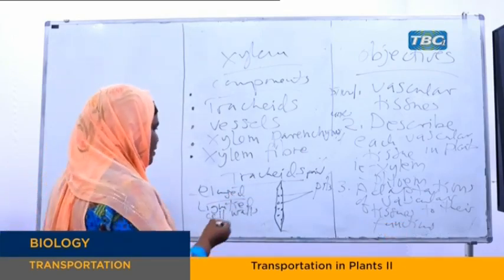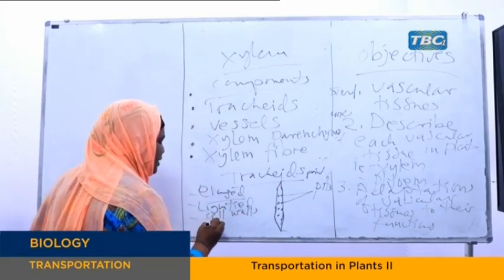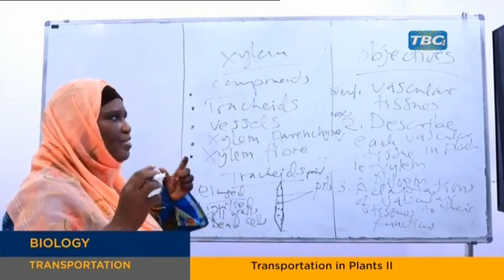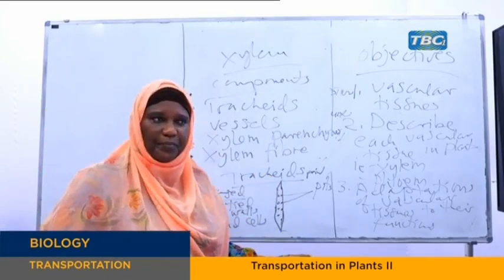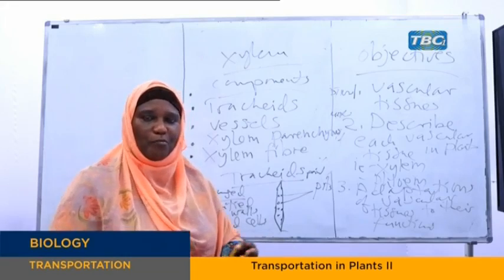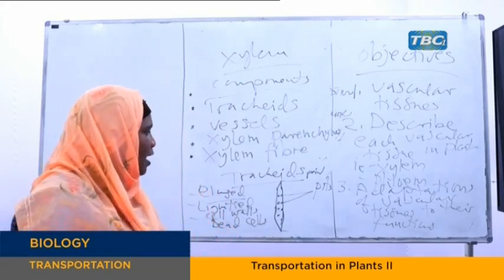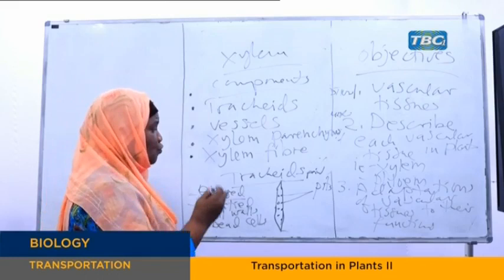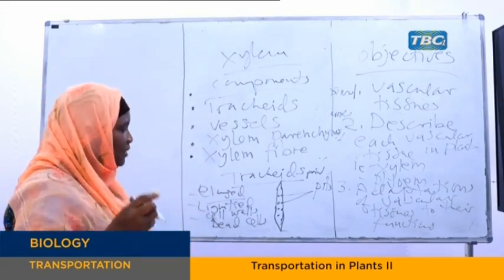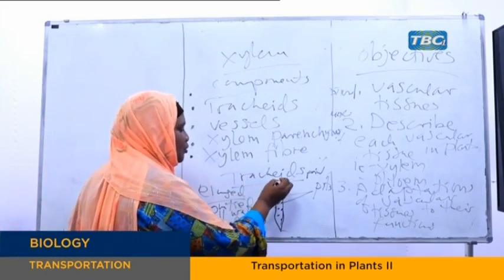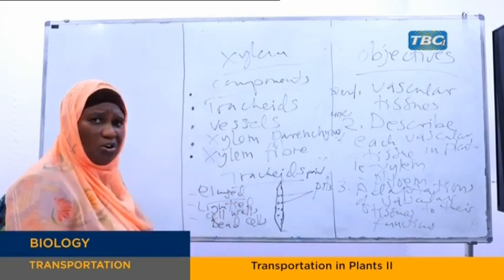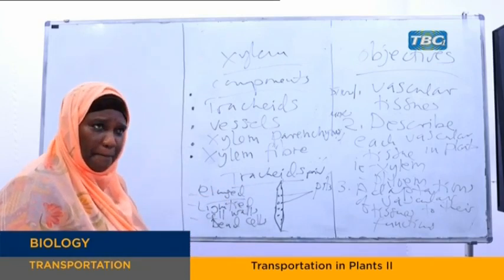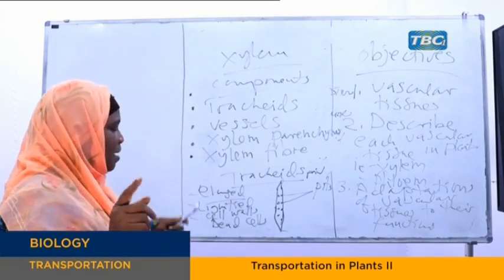It means they are considered to be dead cells. They are considered to be dead cells with no obstructions at the lumen, because the protoplasm has been lost. And after that, you should ask yourselves, are these cells connected or not? Are these cells connected end to end or not? These questions should be asked by you.